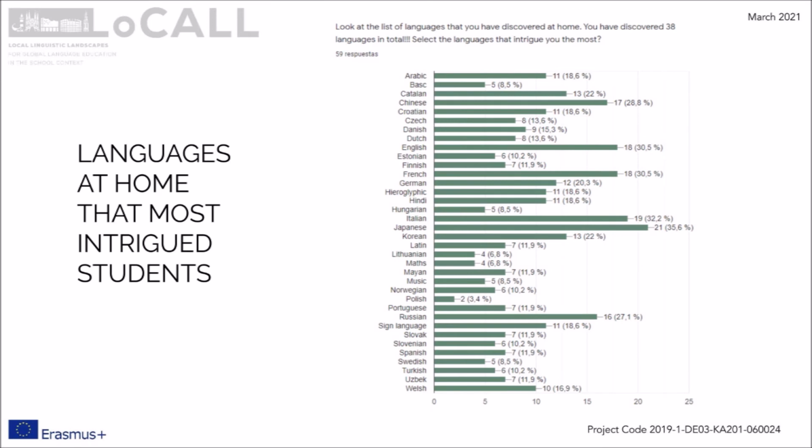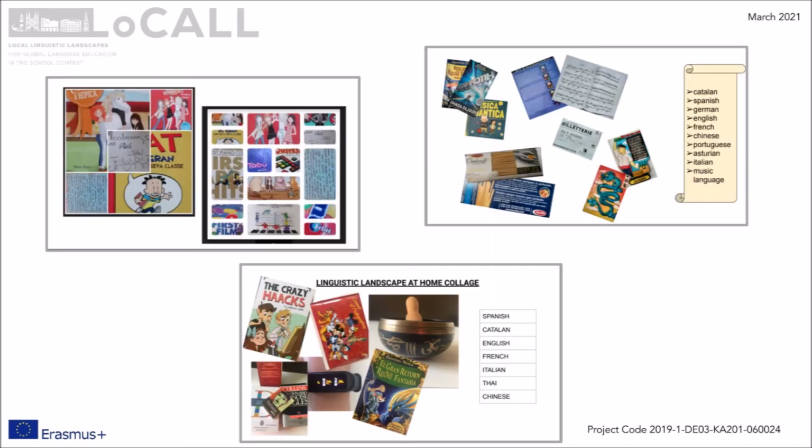Here, you can see an example of the students' opinions. Most of the questions were based on what their findings made them feel and think. As you can see, this is a bar graph showing the answers to one of the questions students were asked. The graph shows the languages that were found at home and that most intrigued them.